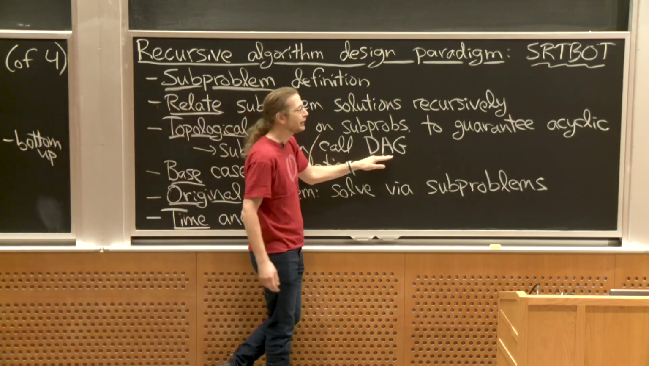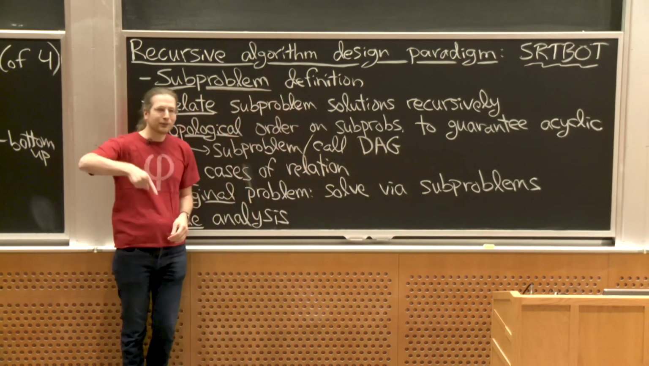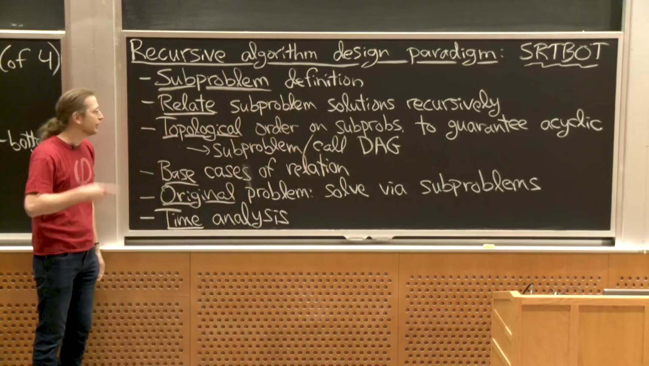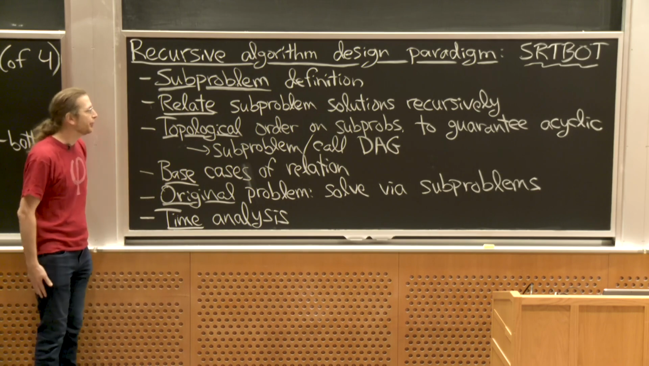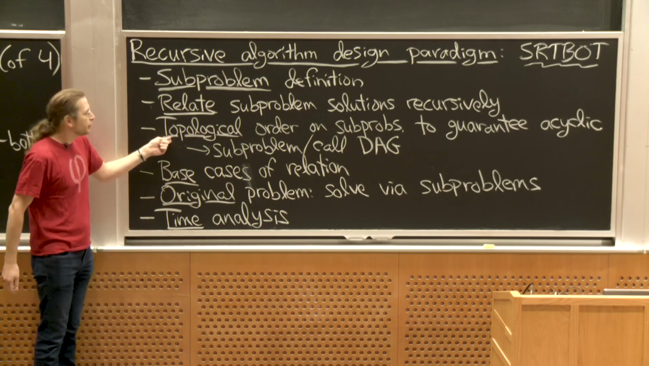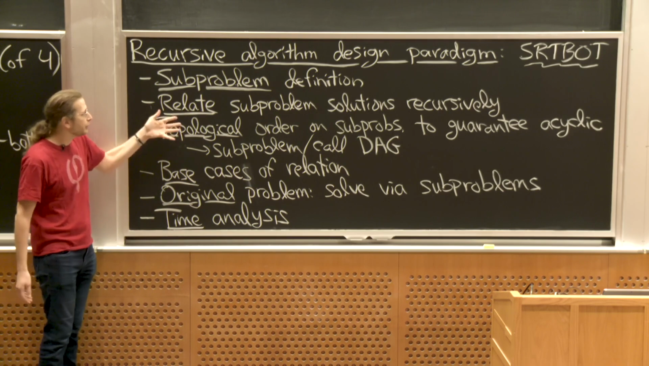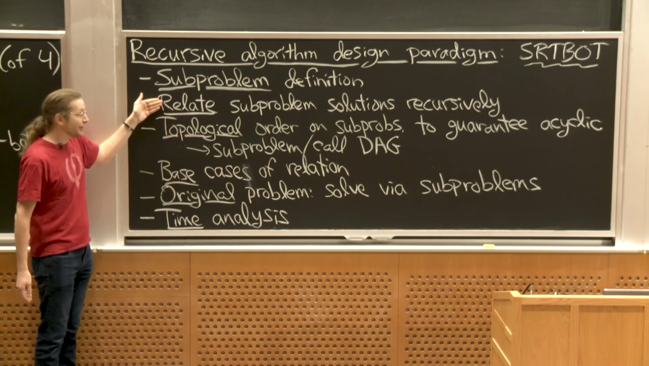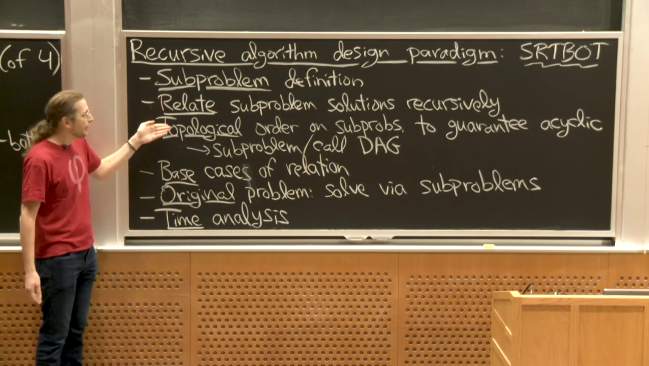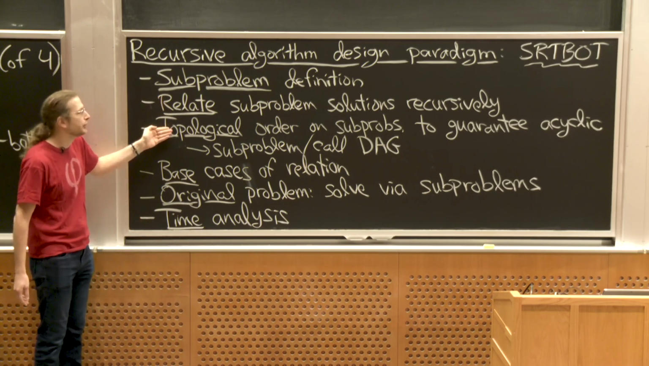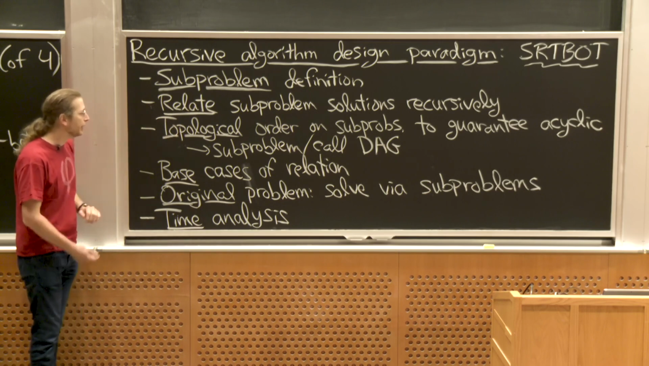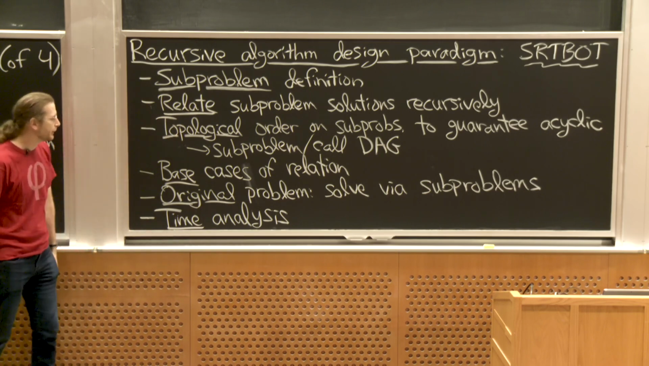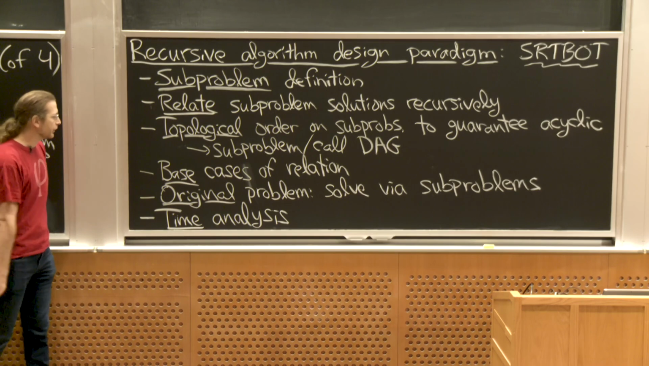We want it to be acyclic, otherwise you have an infinite loop in your recursive calls. If you have a cycle, you'll never terminate. To make sure that these dependencies between subproblems given by this recurrence relation are acyclic, one way is to specify a topological order. Or you could prove it some other way. But often it's just a for loop to say, just do it in this order.